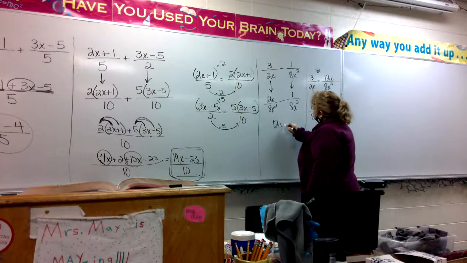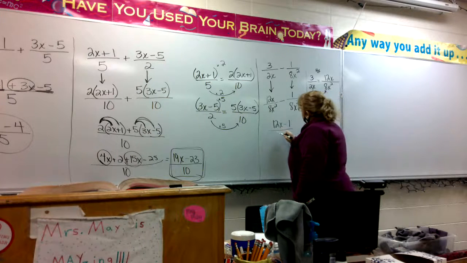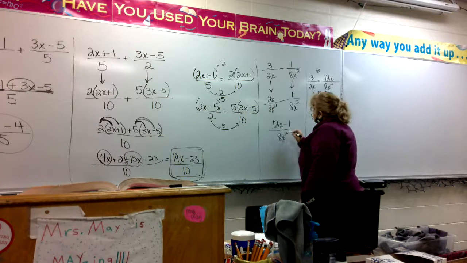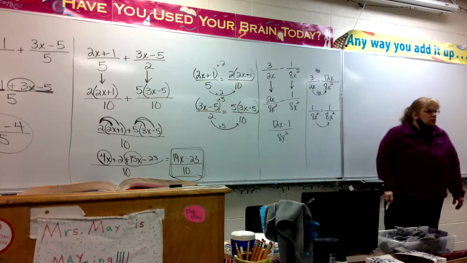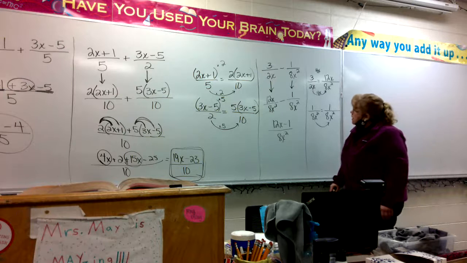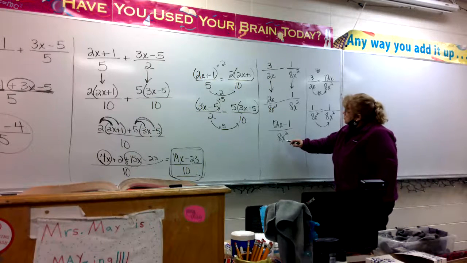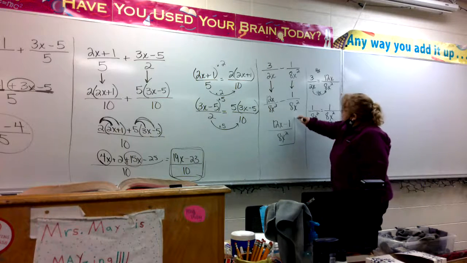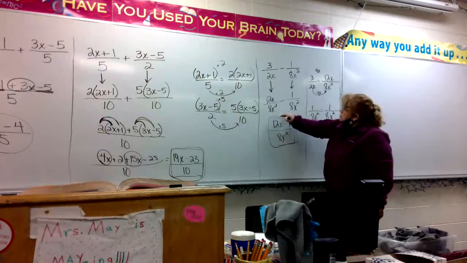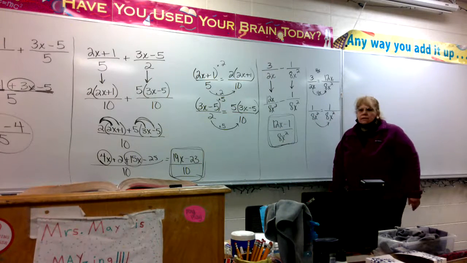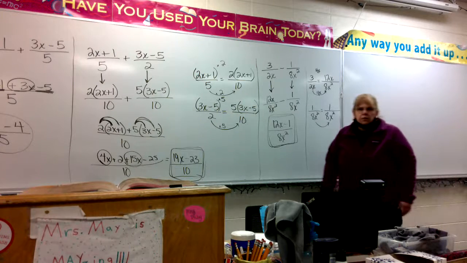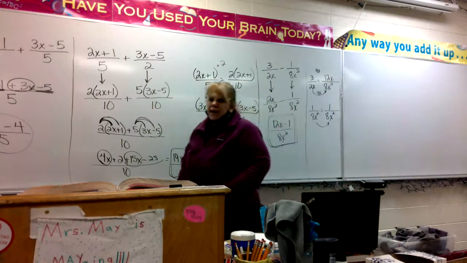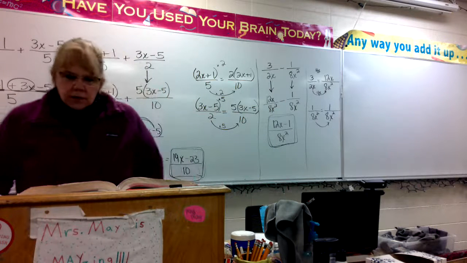So I just have 12x take away 1 over 8x squared. Can I combine anything there? No, right? They're not like terms. And I can't reduce at all. So I think that's just going to be my answer then. That's not too bad, right?